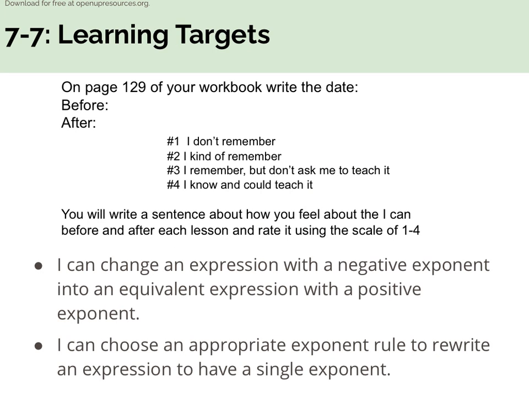Go ahead and turn back to page 129. Read the I can statements for lesson 7. I can change an expression with a negative exponent into an equivalent expression with a positive exponent. And I can choose an appropriate exponent rule to rewrite an expression to have a single exponent. Go ahead and write yourself a sentence on how you feel right now, and then give yourself a number. 1, I'm still confused. 2, I kind of got it. 3, I did get it. And then 4, I can teach it to my friend.